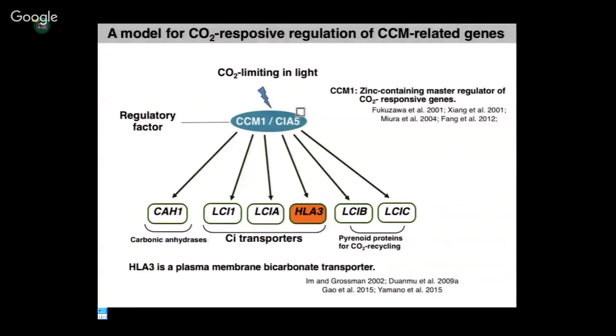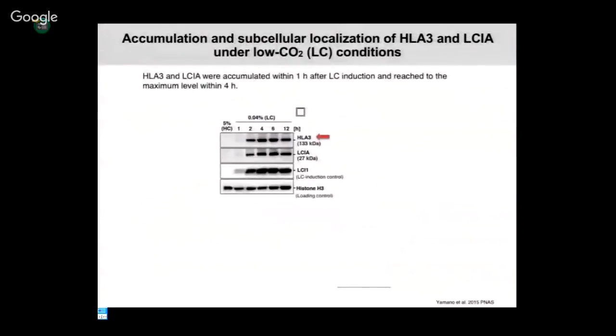And this is a time course experiment using Western blot analysis. You will see in the 5% condition, no expression of HLA3 and LCIA. Also, we named LCI1, which is also a plasma membrane protein. But as a control, histone protein is constitutively expressed. So after 1 hour, a faint band appeared, and within 2 hours, the protein is induced and accumulated in the cell.